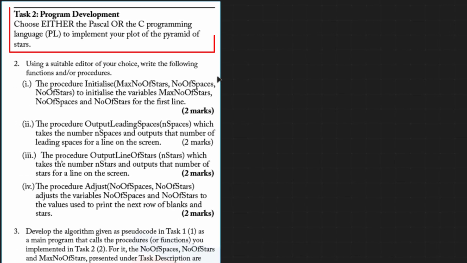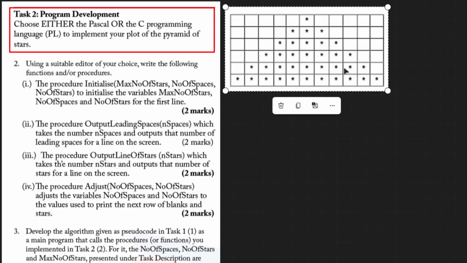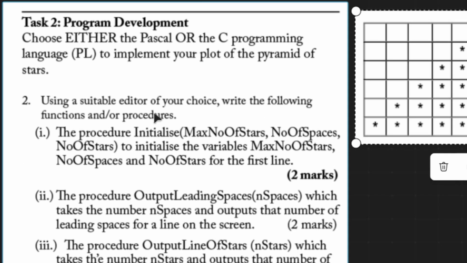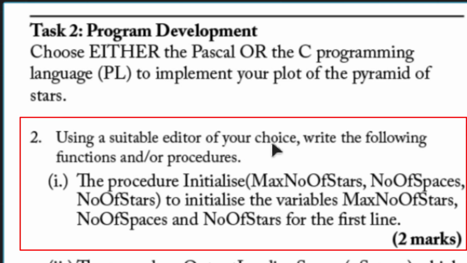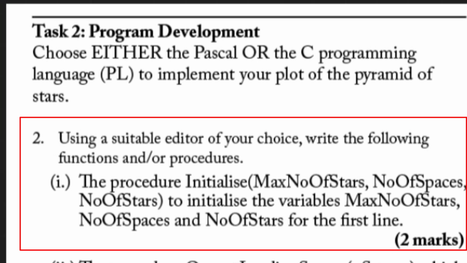Task 2. Program development. Choose either the Pascal or the C programming language to implement your plot of the pyramid of stars. We should use either C or Pascal to implement it. Question 2. Using a suitable editor of your choice, write the following functions or procedures. Roman 1. The procedure initialize max, that initializes the variables max number of stars, number of spaces, and number of stars for the first line. So let's open our code editor and write this.